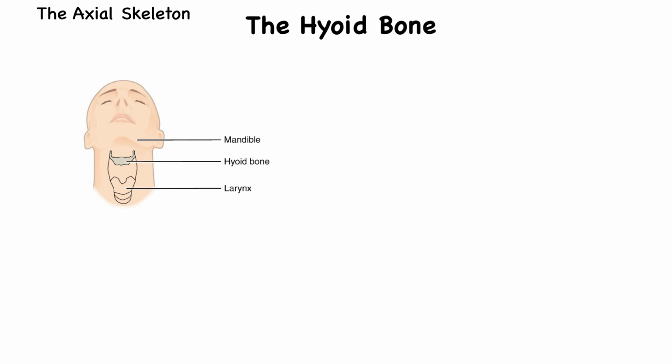Just below the skull sits a small U-shaped bone called the hyoid. The hyoid is the only bone in the body that doesn't articulate directly with another bone.